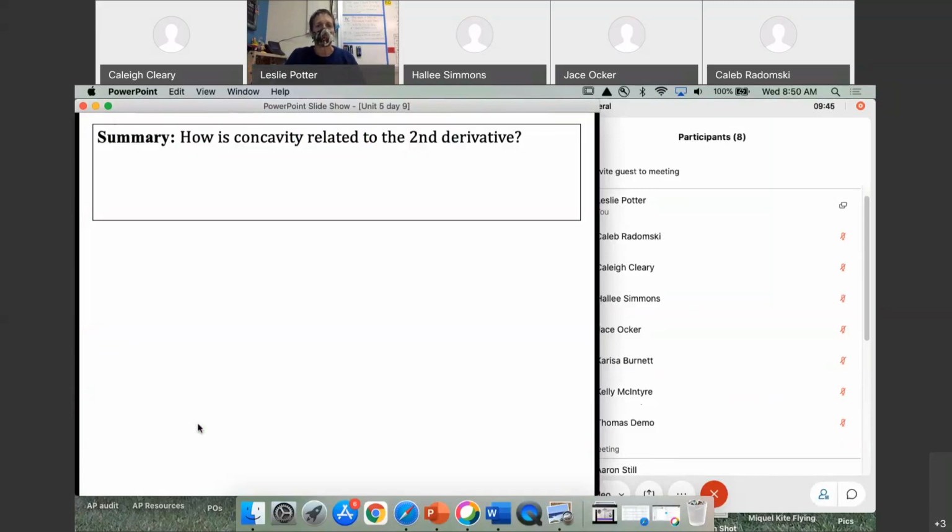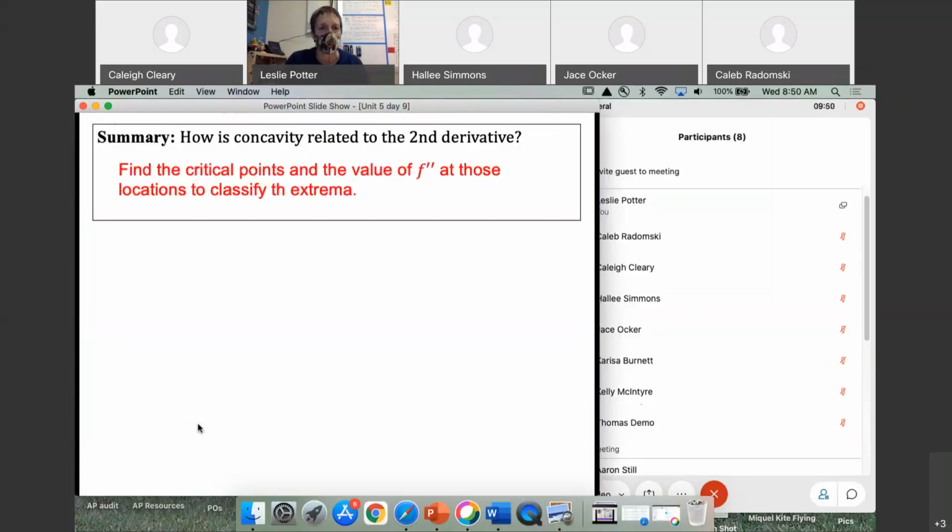Okay, so how is concavity related to the second derivative? That was our central question. We know concavity is related to the second derivative. So if we find that second derivative, at those critical points, we verify that concavity, the F double prime. If we have a negative F double prime, we know we're concave down. If we have a positive F double prime, we know we're concave up. So any questions about that?